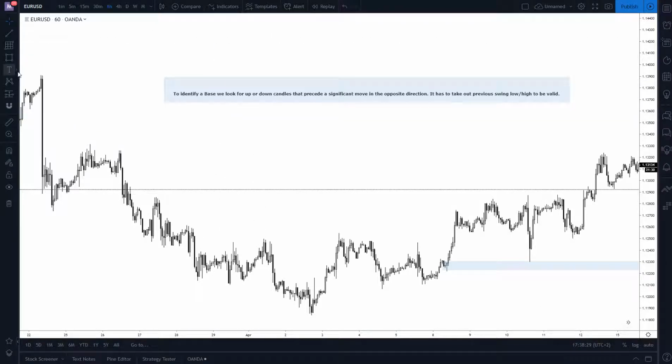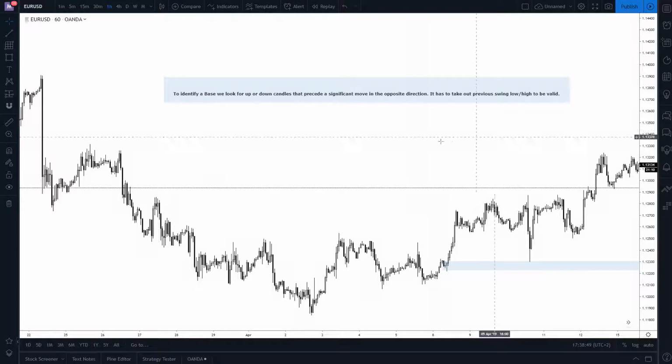You can see me using the term base. This is what I've been using, from the rally base rally type of trading, but you will also hear me refer to it as just supply or demand. You can use base, it's the simplest one. It's totally up to you. There are a lot of people using a lot of different names for this.